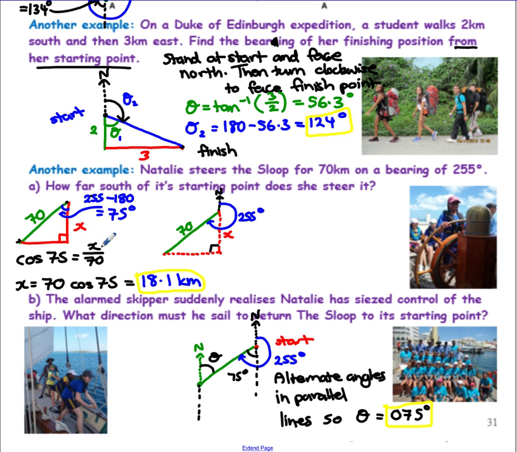Natalie, how do we rearrange our equation? What do we multiply both sides by to get x by itself? By 70. Okay, good. So we multiply it by 70. So x is 70 cos 75 degrees. Plug it into a calculator to 3 significant figures. It turned out that you are 18.1 kilometres south of your starting point. That's a long way, Natalie. Yeah, long way.